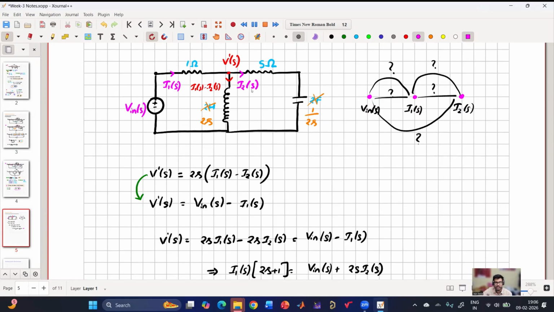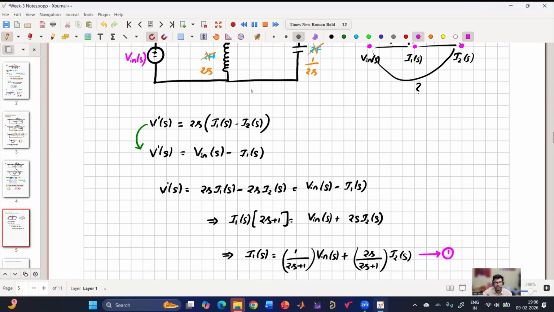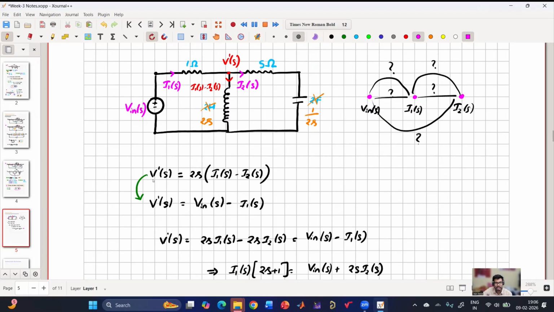Yes, sir. Right? So V dash of S, which is equal to this, we also have another expression: V dash of S is (5 plus 1 by 2S) into I2 of S. Everyone agree? Now what I'll do is I'll substitute this in this equation.